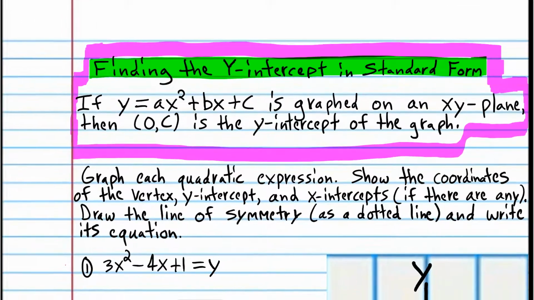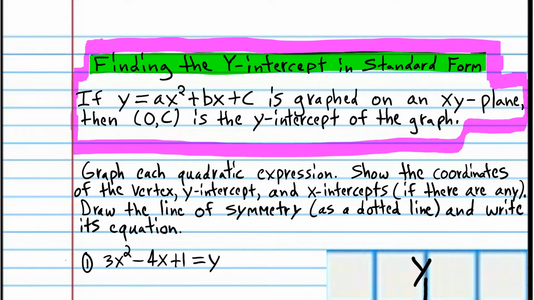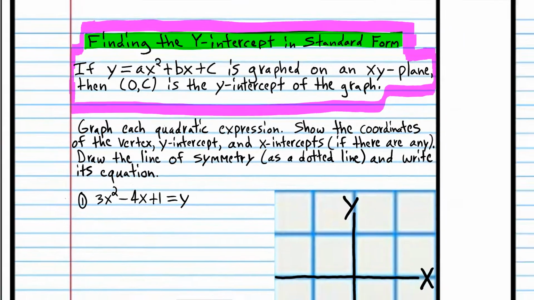And also remember, in standard form, this number here is the y-intercept, because when you want to find the x-intercepts, you let y equal 0, and if you want to find the y-intercept, you let x equal 0, and if you let x equal 0, all these terms disappear and you're left with c. So c is always the y-intercept. That's useful information.